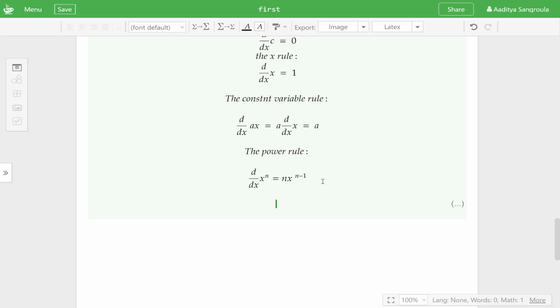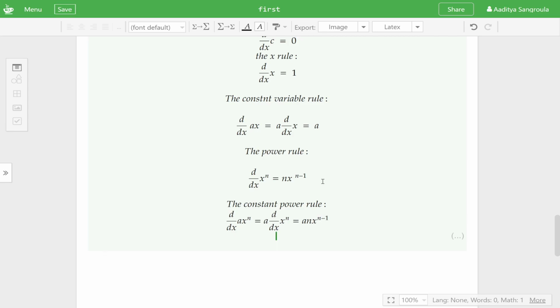And now we have the constant power rule. I'm making this name myself. d/dx of a times x raised to the power n is going to be a times the derivative of x to the nth power, and that's going to be a times n times x raised to the power n minus 1.